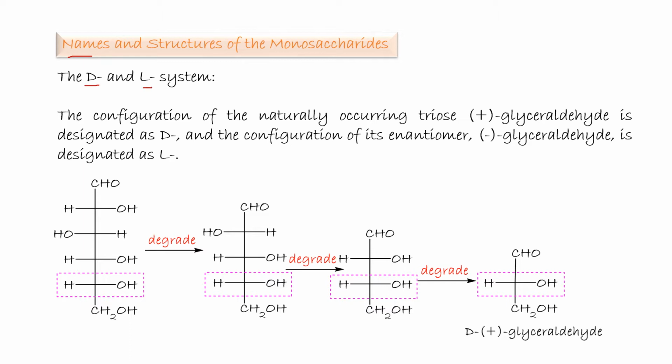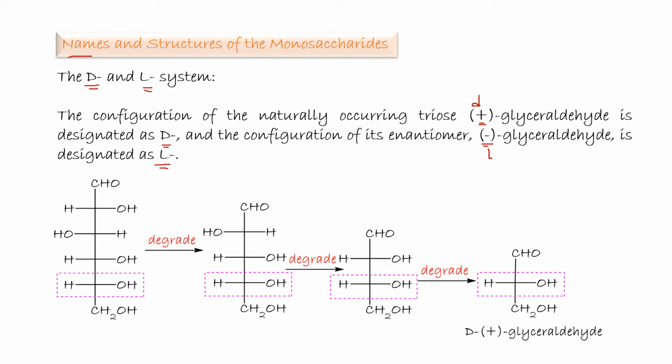The configuration of naturally occurring triose (+)-glyceraldehyde is designated as D, because it gives the dextrorotatory effect on monochromatic light, and the configuration of its enantiomer, (-)-levo glyceraldehyde, is designated as L. The D and L system came from a proposal made in 1906 by a New York University chemist, Rosanoff, and it is still used today.